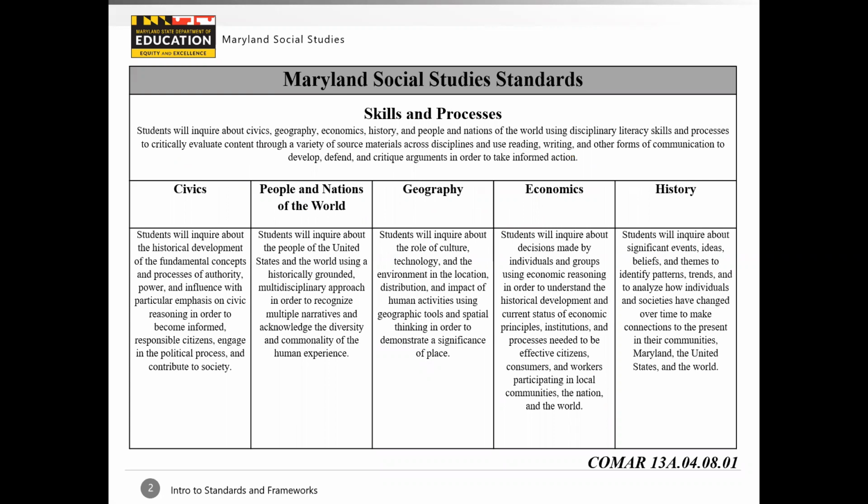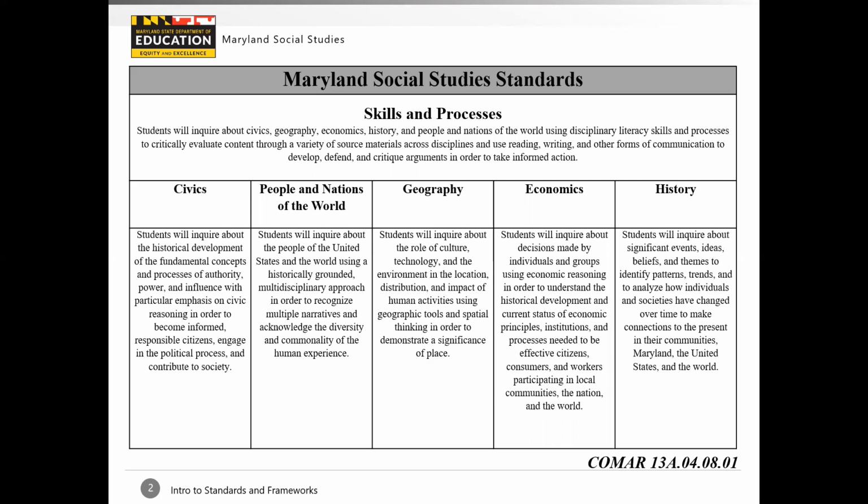The 6 standards are established to help guide the path of instruction for social studies education from pre-K through the 12th grade. The standards are the overarching ideas and concepts that help to structure the frameworks.